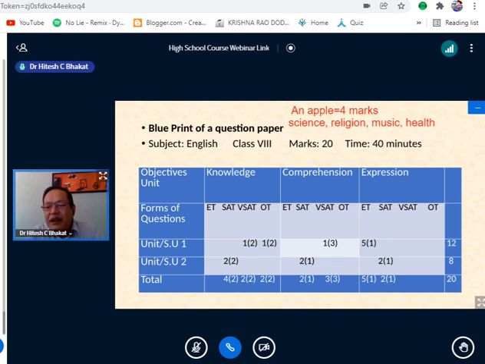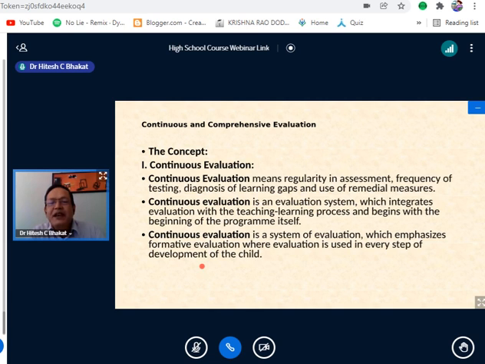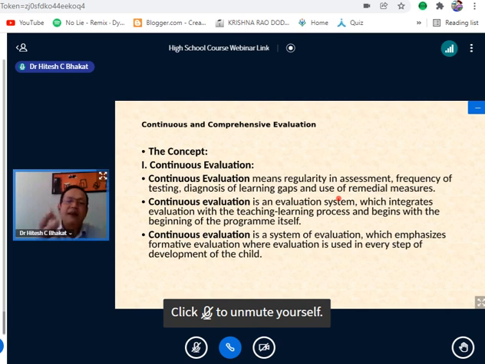With this, we'll quickly go through this last point called comprehensive and continuous evaluation. So here, continuous and comprehensive, CCE, that is continuous evaluation. Continuous evaluation means regularity in assessment. You continuously do that. As you start testing, you start evaluating. All right, frequency of testing, diagnosis of learning gaps, where they make mistakes, and use of remedial measures, reteaching. Wherever they have not learned, you come back again and reteach it and establish it.